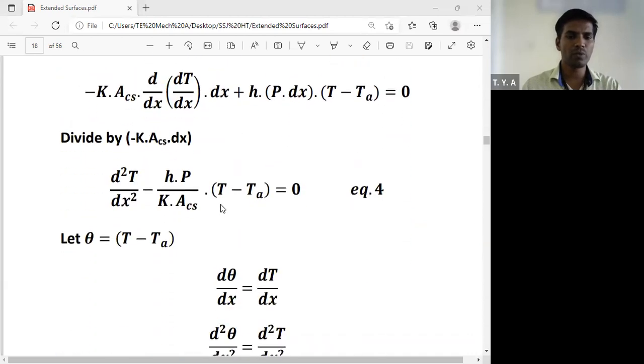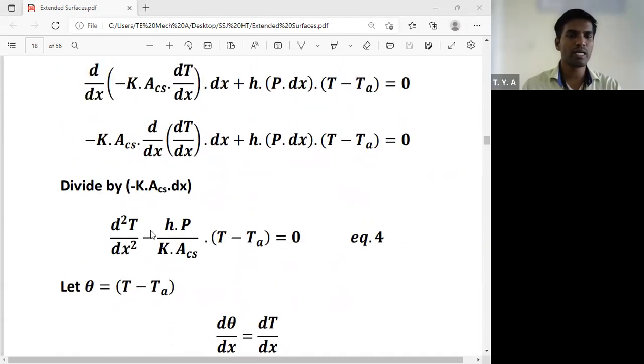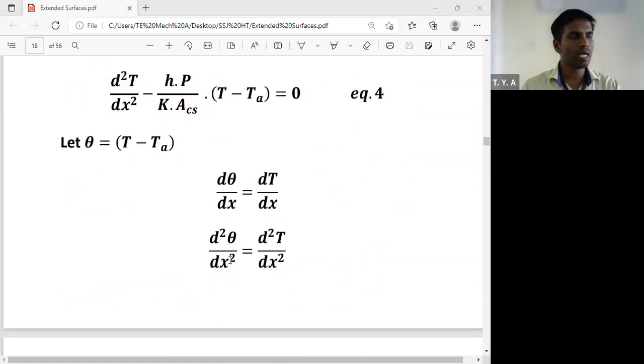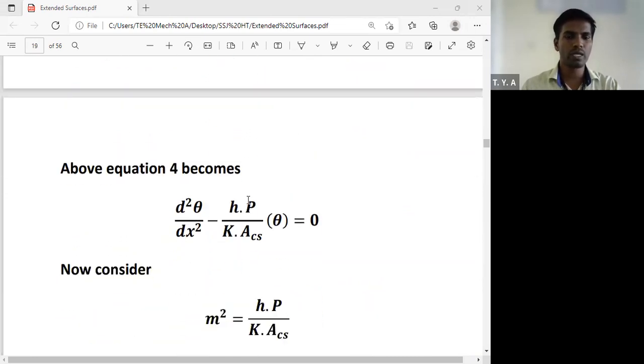So whatever the equations are there, we have put that value into this equation. Okay, so from that we get the equation as d square T upon dx square minus hP upon kA into (T minus Ta) is equal to 0. In this equation we have considered that theta is equal to T minus Ta. So therefore that value we have to put into this equation. d square theta upon dx square is nothing but d square T upon dx square. So that value we have put into equation 4, so therefore equation 4 becomes d square theta upon dx square minus hP upon kA theta is equal to 0.